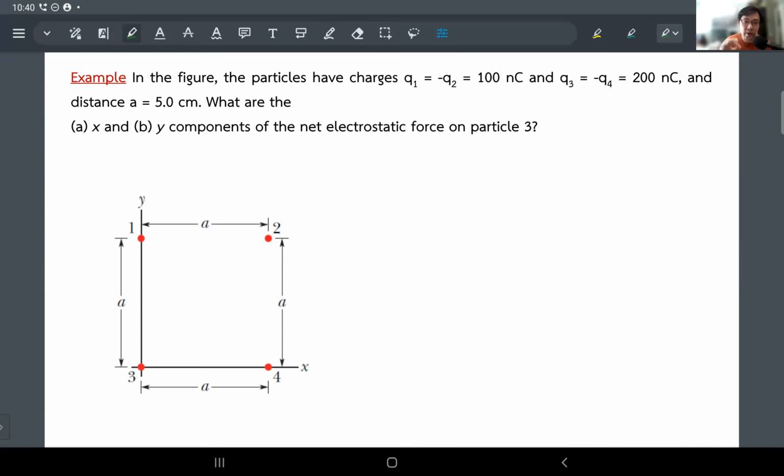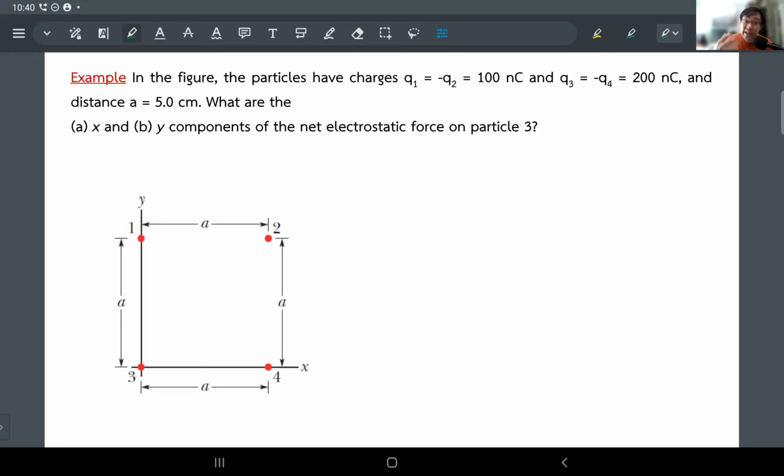Take a look at this one and see what you are going to start this problem with. In the figure, you have particles. Now it's getting more and more particles in the figure. You have Q1, Q2 given the amount of charge on there, Q3, Q4 as well. And the distance is also given. The A is 5 centimeter.